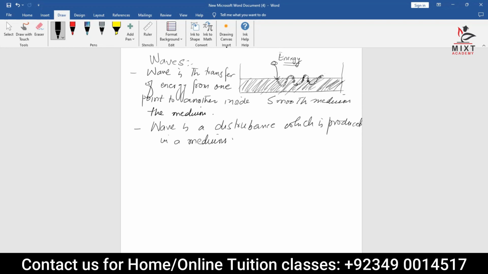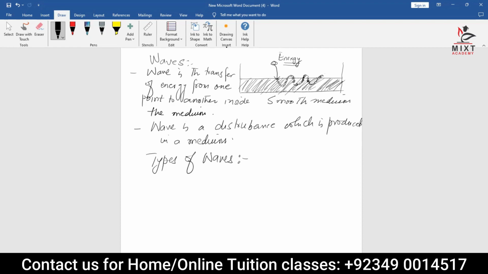Now, how many types of waves do you have? Types of waves. Any ideas, anyone? Yes, anyone? Types of waves. Transverse and longitudinal. At this point, I will stop you. When somebody asks you types of wave, you have to ask him or her on the basis of what? Because the ones you are telling me are on the basis of the shape, on the basis of the movement of particles, in which way the particles are moving.